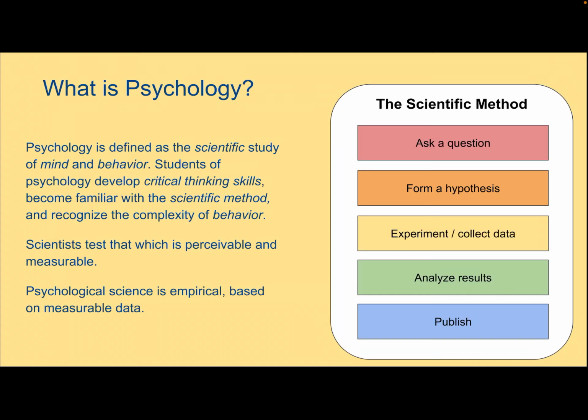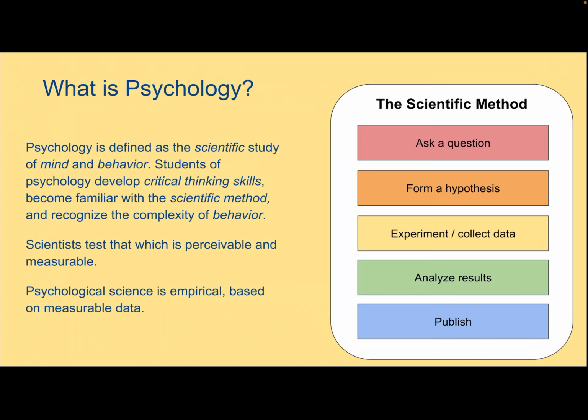So, psychological science is no exception. It's empirical, based on measurable data. As you'll see, sometimes this data can be more subjective or more objective, but it's always measurable data because it is science. Over on the right-hand side is a little model of the scientific method, which basically has 5 steps.